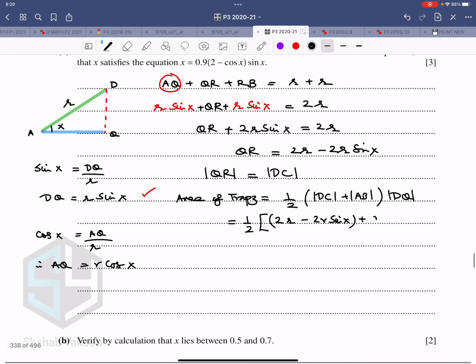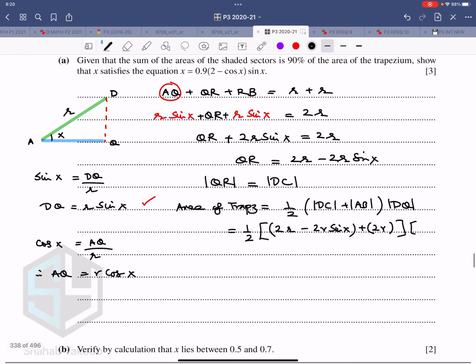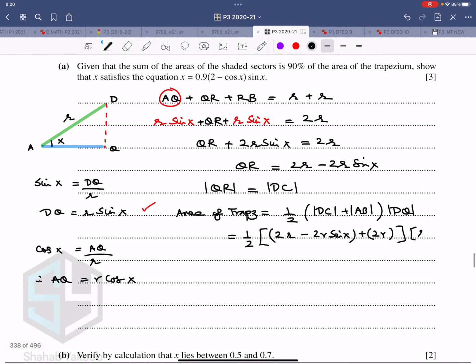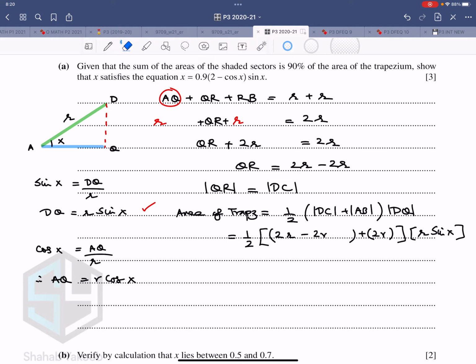Bracket closed, multiplied by DQ. DQ is R sine X. My bad, this is R sine X, and I think I made a small mistake. That AQ was R cosine X. So let me correct it. This is R cosine X, this is R cosine X, and so on. So I'm just getting this thing corrected. This is R cosine X, R cosine X. That was this one. This is R cosine X, and this is cosine X.